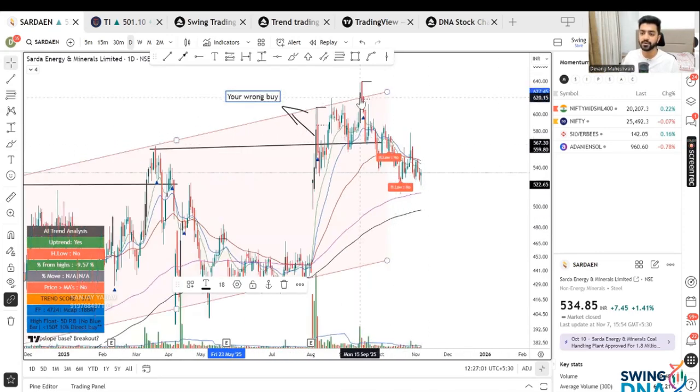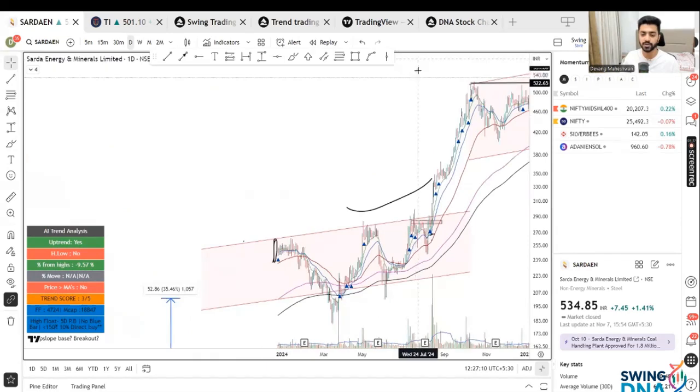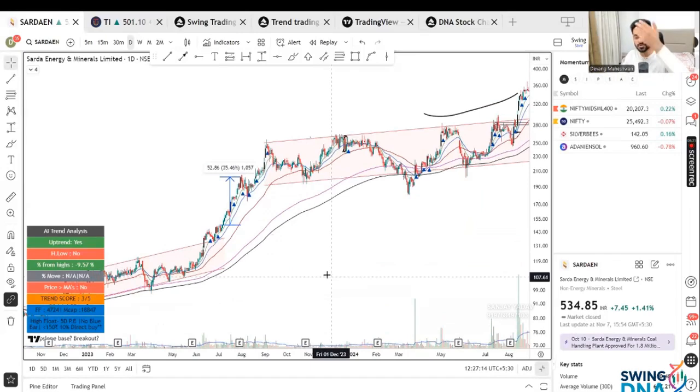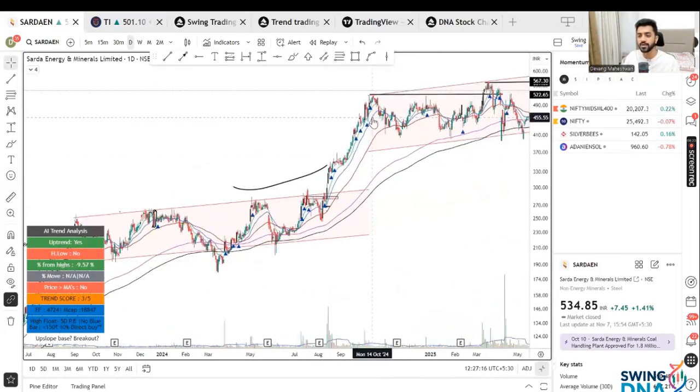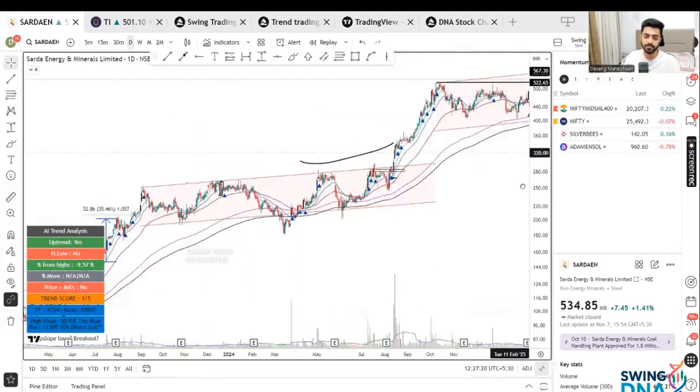Here it gave a breakout. If it had given a follow through, we would have bought it then. Okay, other things provided all fine. Look, this stock moves like this only. It gives a big move, then it goes into a big sloppy base. It gives a big move, it goes into a big sloppy base. Maybe the third time it will do the same.